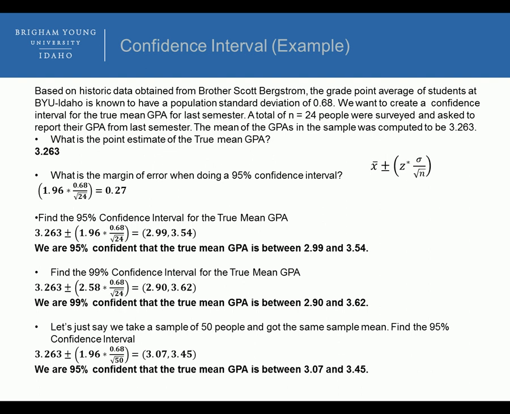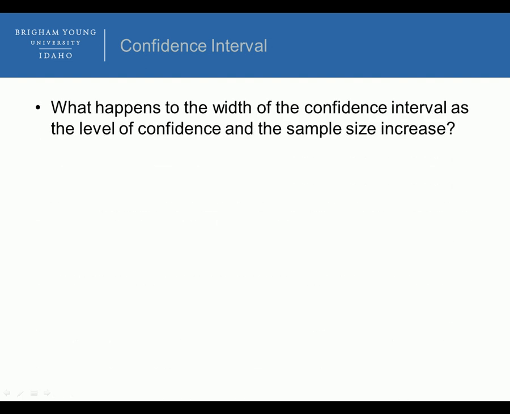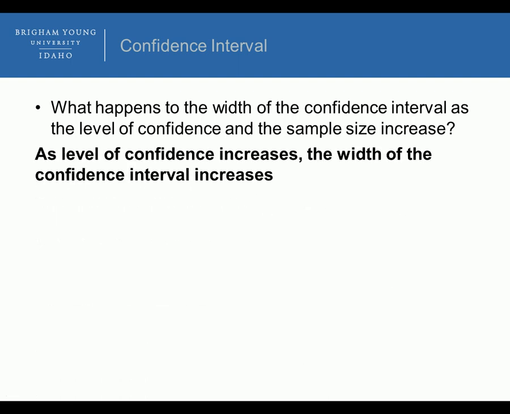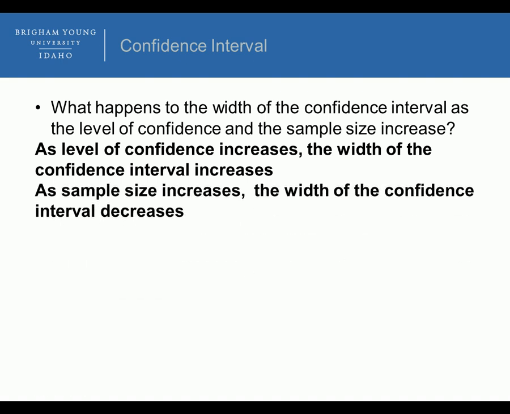If we compare these confidence intervals, you find that the width of this confidence interval is wider than this one. So when our level of confidence goes up, the width of the confidence interval goes up. And as our sample size goes up, if you compare this confidence interval and this one, the width here is smaller than it is here. To summarize, as the level of confidence increases, the width of the confidence interval increases. And as our sample size increases, the width of the confidence interval decreases.